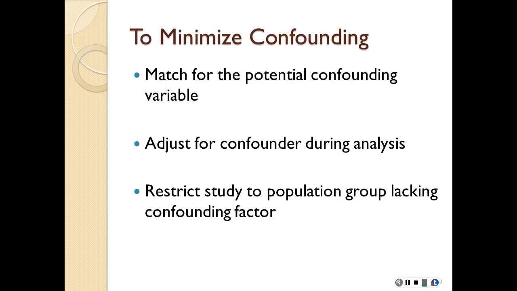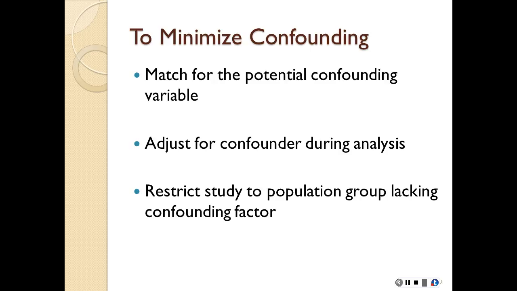Alright, to minimize confounding, there are a couple of ways we can do this. We can match for the potential confounding variables. So, if I'm doing a case control study, and I think that age might be a possible confounder, I can make sure that every time I get in a person that's 20, that's a case, I find a control that is also 20 years old. That's matching. The problem with matching is that you can no longer look at that variable in your analysis. So if it's a variable that you're actually interested in looking at, you don't want to match on it. But if it's a variable that you just think is a confounder and you don't think is interesting to your study, you can match on it.